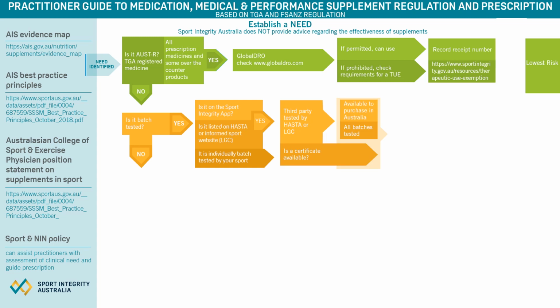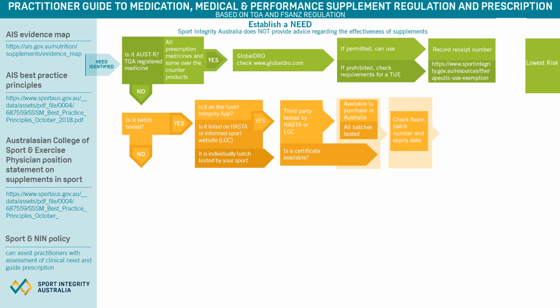For a substance to be on the Sport Integrity Australia app, it must be third-party batch tested, it must be available to purchase in Australia, and all batches of that particular substance must have been tested. For individually batch tested products conducted by a sport or National Institute network, we recommend athletes and practitioners ask for a certificate confirming that process.